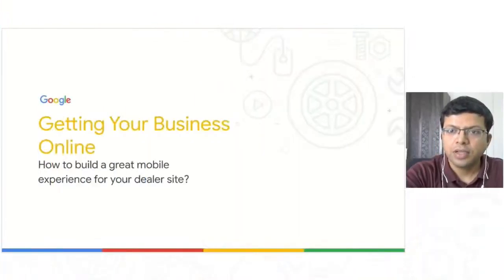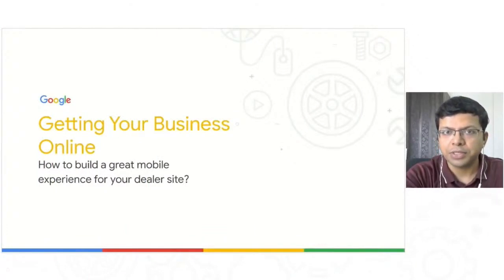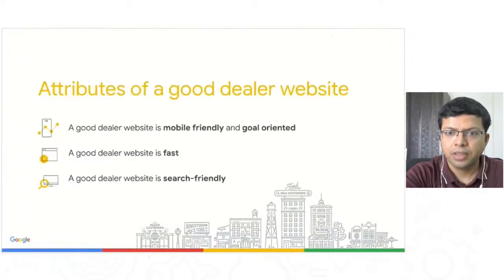Thank you, Anjuman. Anjuman talked about building your digital storefront through Google My Business. I will talk about building the storefront using your own dealer site. So what makes a good dealer website? A good dealer website has three attributes. It is mobile friendly and goal oriented. It is fast and it's also search friendly. Let's dive into each of these attributes.